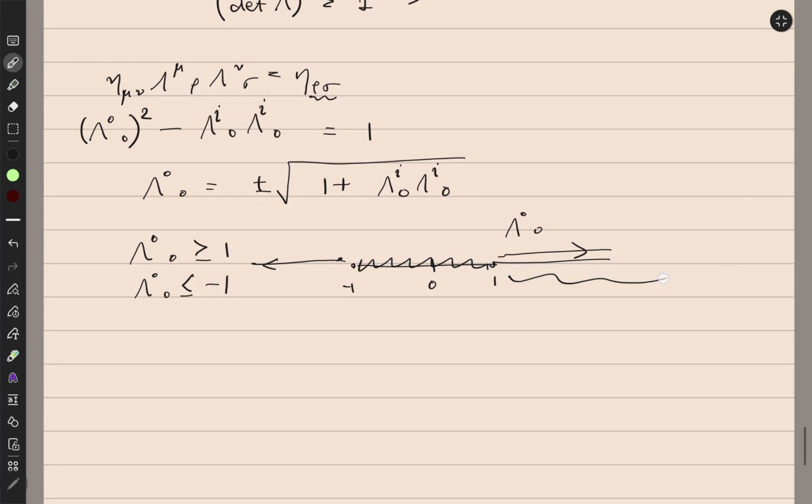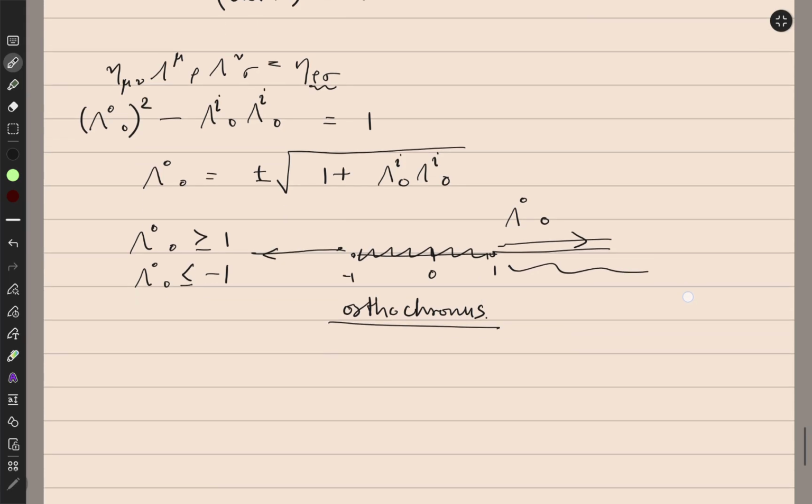So if we take this sector where lambda 0 0 is positive and greater than 1, then this is called the orthochronous part of this whole group, and this one is called non-orthochronous. Orthochronous is related to time preserving.